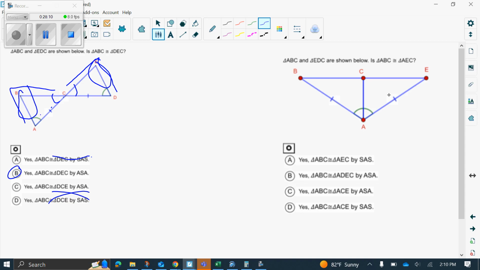Then over here, we've got side, angle, and then this is part of both, so side, angle, side. So goodbye to these two. And again, ABC, so that means we want AEC. And so choice A.